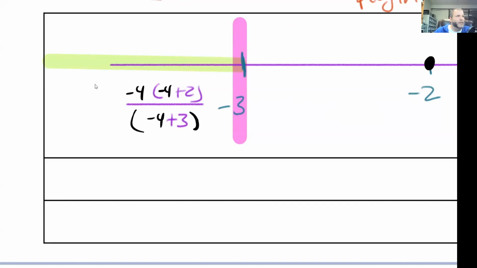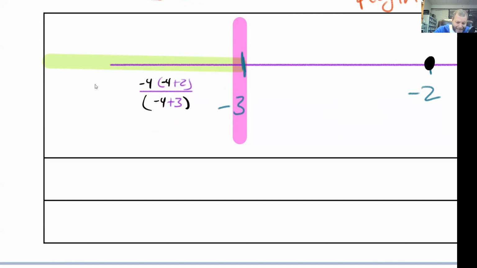The thing that I think students sometimes struggle a bit with is that we don't care what the number is, we care what the sign is.